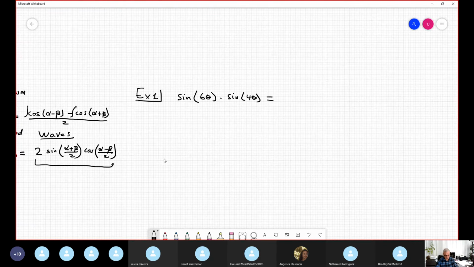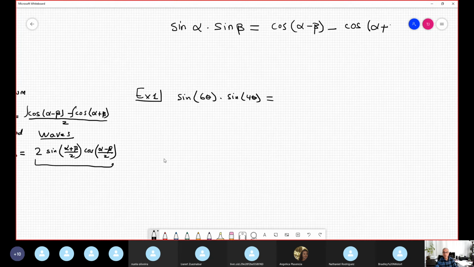It's the product of sine alpha times sine beta is equal to cosine alpha minus beta minus cosine alpha plus beta, divided by 2.